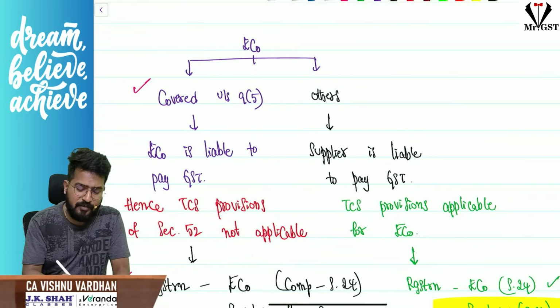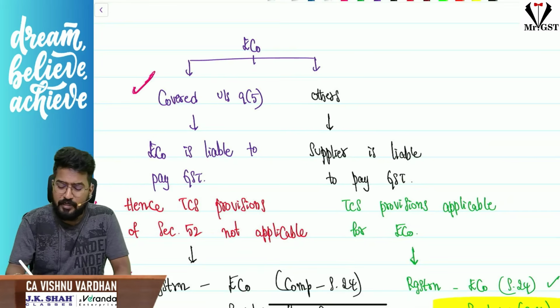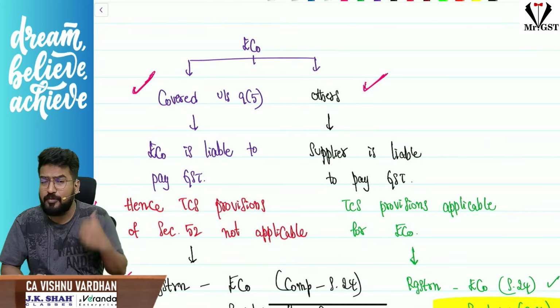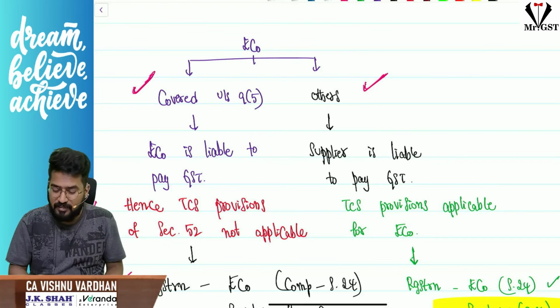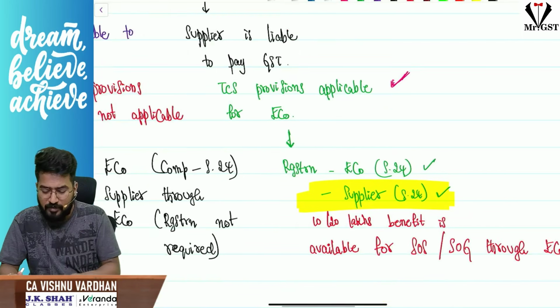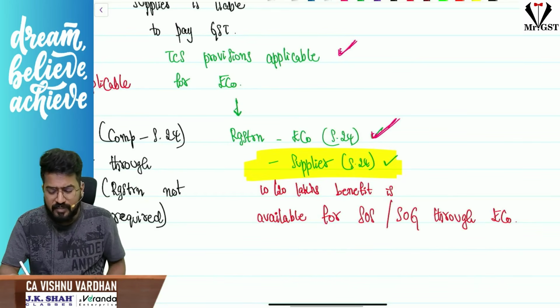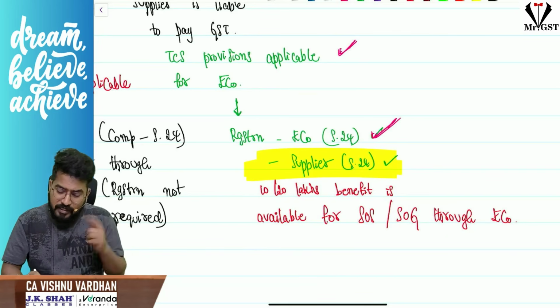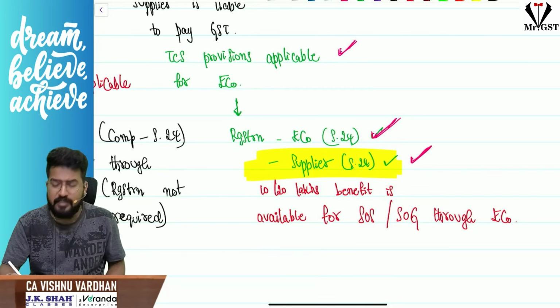For example, we can take Ola, Uber, all that. Here, if you come to Amazon, Flipkart, all that, the supplier is the only one liable to pay GST. The e-commerce operator doesn't have any responsibility to pay GST here. So TCS provisions are applicable in this case. Because TCS provisions are applicable, the e-commerce operator is definitely liable to take registration, because he has to collect tax at source and give it to the government. Number one.